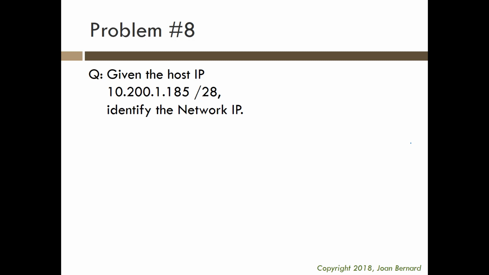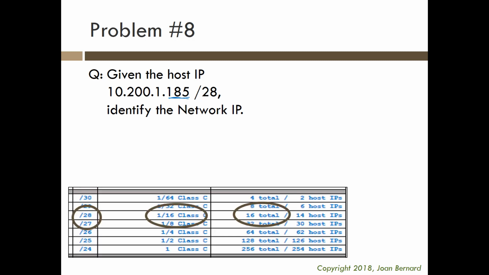All right. Now, problem 8, we're actually going to look at 3 different methods, because when we get all of those IP addresses and so many different subnets, it's kind of hard to draw out that pie with so many slices every time. So we're going to take a look at some different ways to do this. Given the host IP 10.20.1.185, there's our number, 185/28. Identify the network IP. A /28, as we know from our last example, is 16 slices of pie, or 16 subnets with 16 total IPs each.